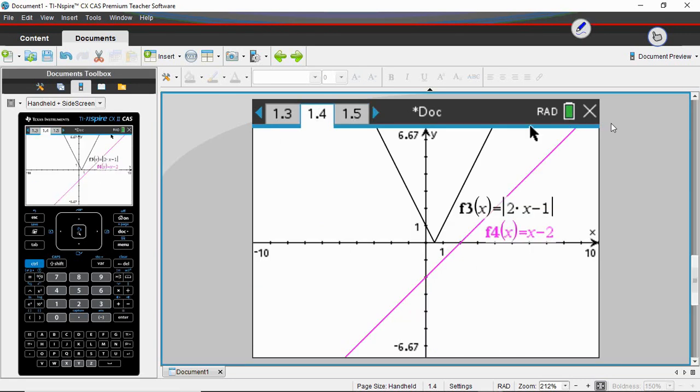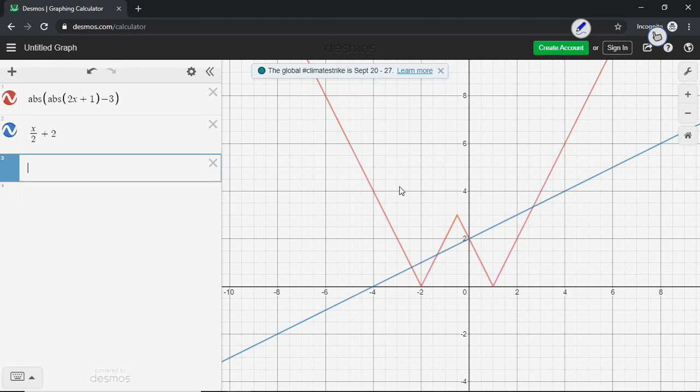This was an example from earlier that had no solution. The equation was the absolute value of 2x minus 1 equals x minus 2. Doesn't look like these two are going to intersect. They seem to be getting farther apart up here, so we say there's no solution. This also works on desmos.com.